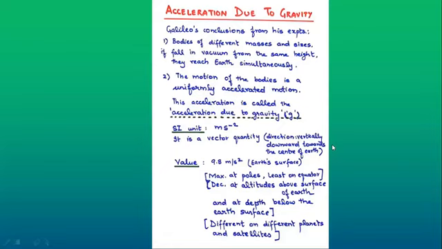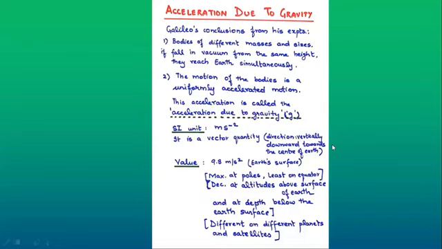Also, the value of g is 0 at the center of Earth. At the center of Earth, the value of acceleration due to gravity is 0. One more thing, at altitudes above the Earth's surface, as you go up from the surface of Earth, the value of g decreases, and as you go down from the surface of Earth towards its center, the value of g again decreases and becomes 0 at the center of the Earth. The value of g is also different on different planets and satellites.